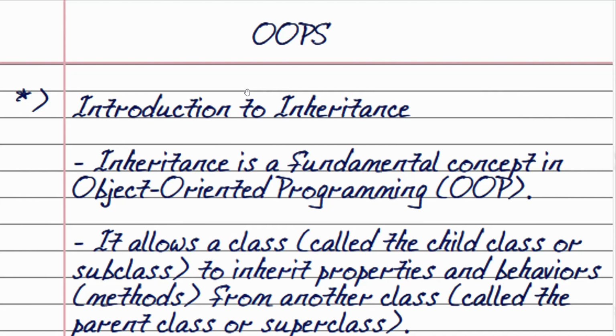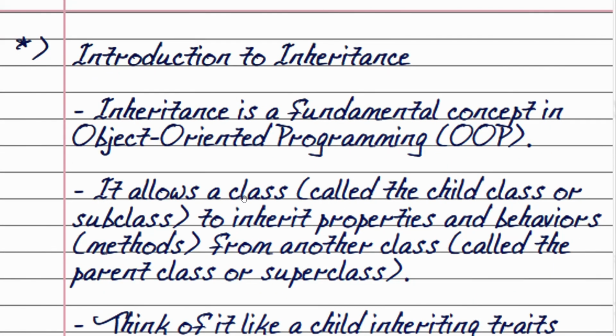In today's video, we are going to learn about inheritance. So let's start. Inheritance is a fundamental concept in object-oriented programming. It allows a class to inherit the properties and behaviors from another class. Inheritance allows the child class to inherit the properties and the behaviors from its parent class.